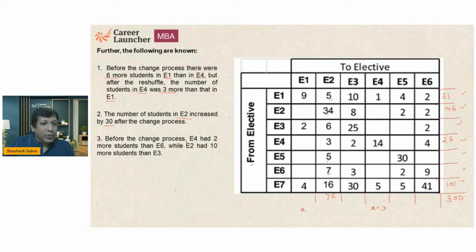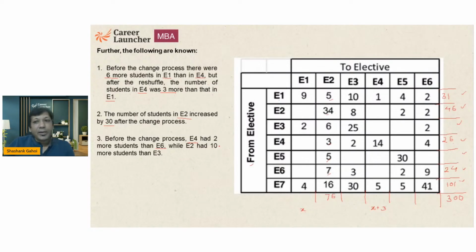Now, before the change process, E2 had 2 more students than E3. Before the change process, initially E4 has 2 more than E6. So E4 has 2 more than E6, so this should be 24.